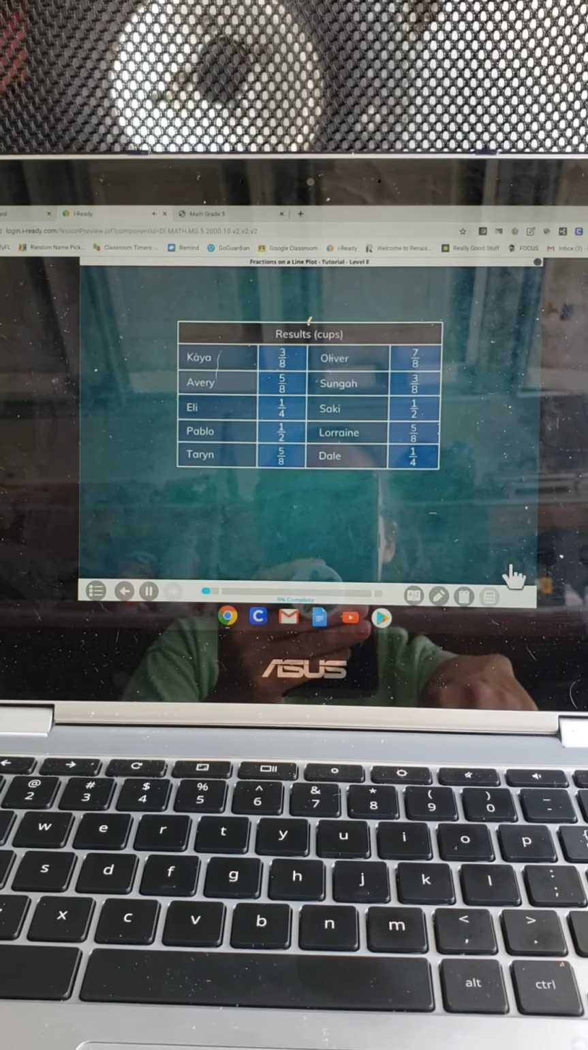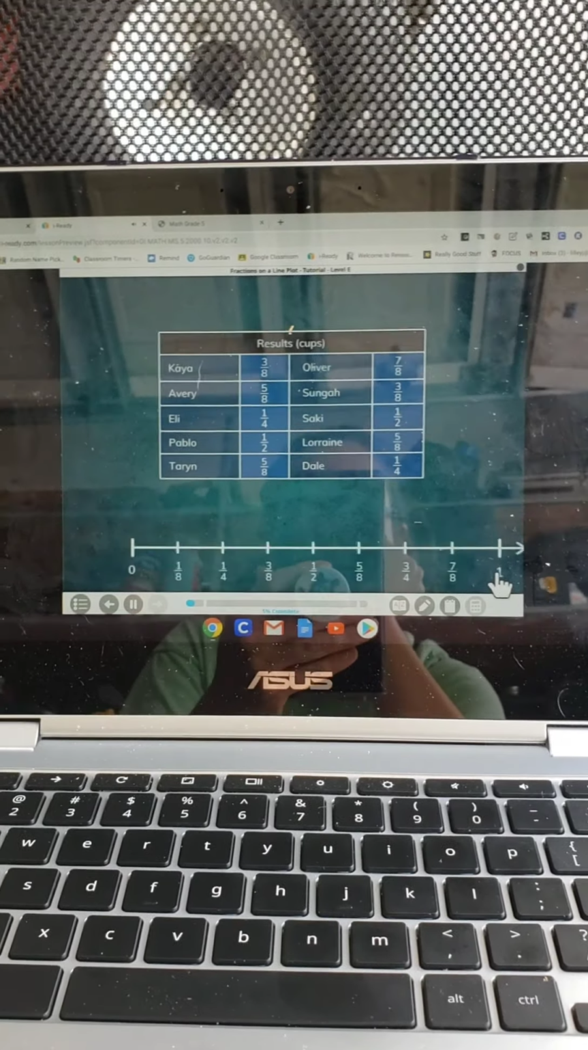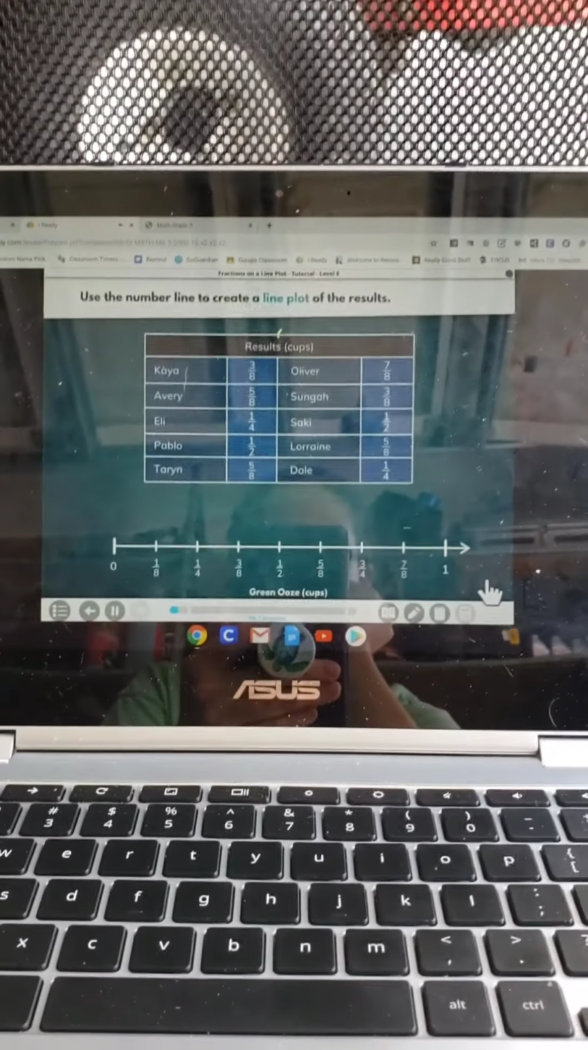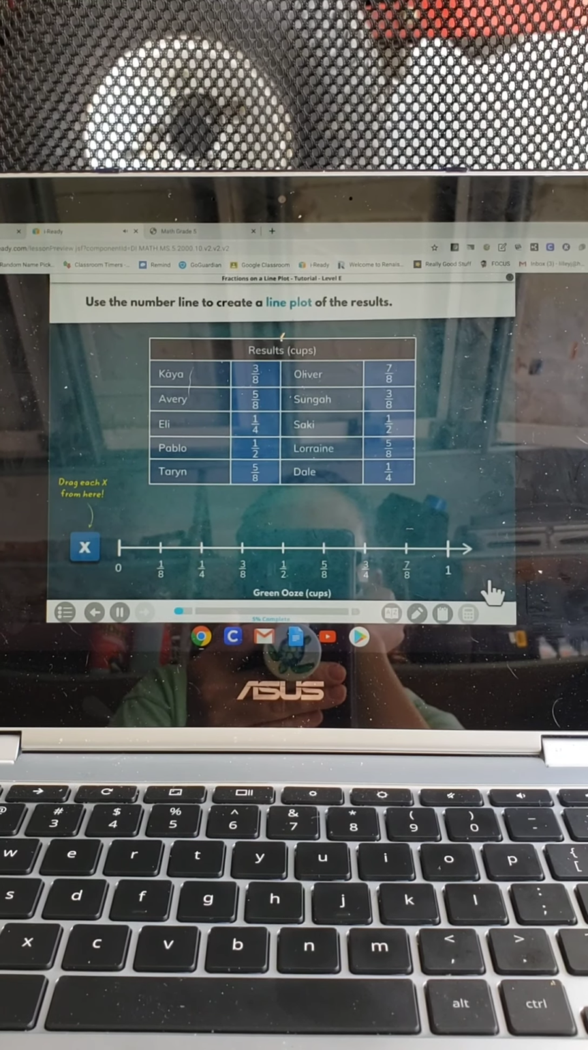Here are the results of the green ooze carrying contest. Let's organize the information on a line plot. Use the number line to create a line plot of the results. Drag each X from here.